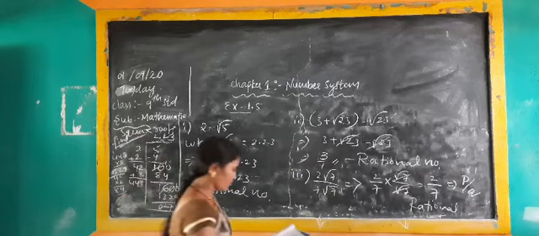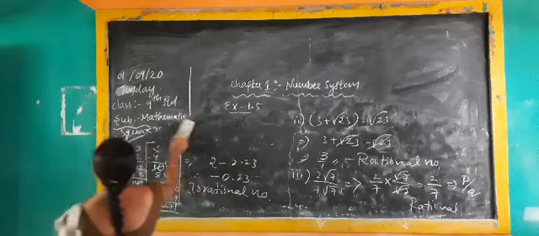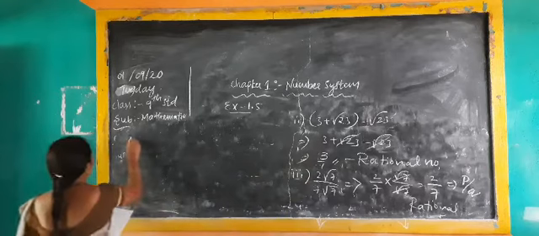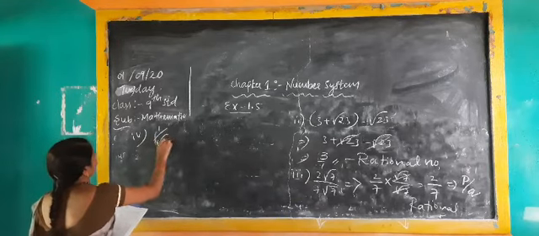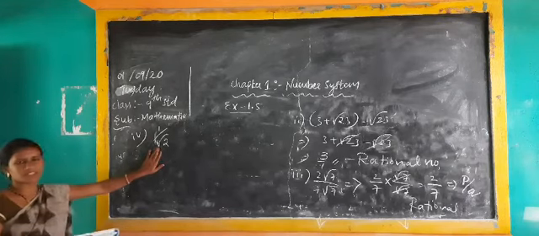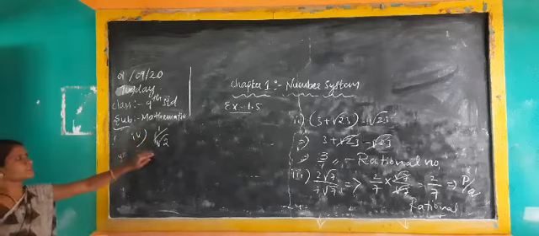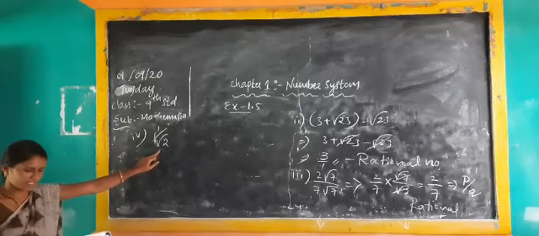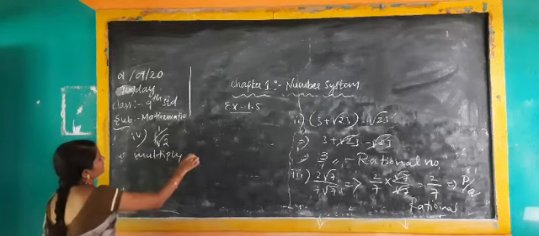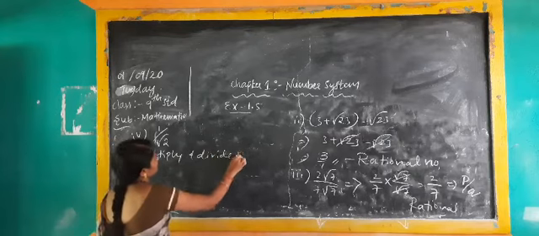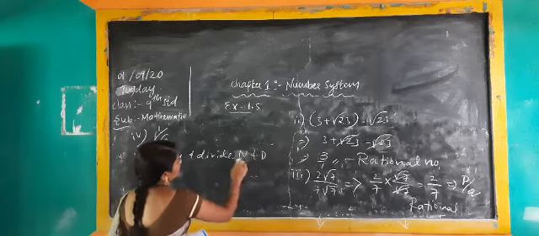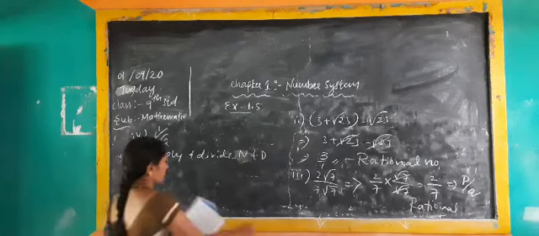Fourth one, 1 by root 2. Here it is in the irrational form. If you say only 1 by root 2 it's a confusion. Rational or irrational is decided in the p by q form. P is 1, but q is irrational. You have to multiply and divide the numerator and denominator by root 2.